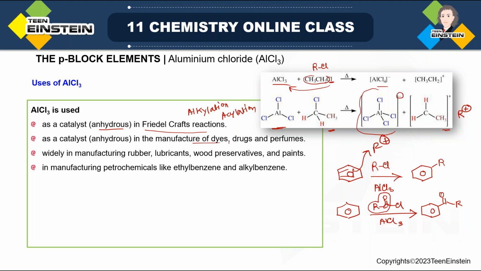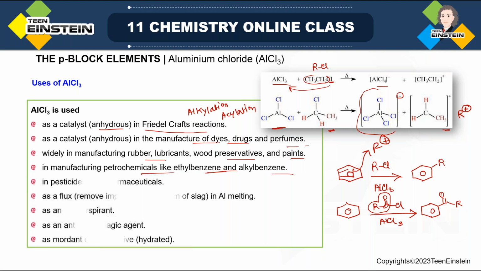Then as a catalyst in the manufacture of some other organic compounds, dyes, drugs, perfumes, it is widely used in manufacturing rubber, lubricant, wood preservative, paints. In manufacturing some petrochemicals like ethyl benzene, alkyl benzene. So basically cracking is done with petrochemicals, and in the cracking process, this AlCl3 is used. Some more applications: as pesticides and in pharmaceuticals as a flux.